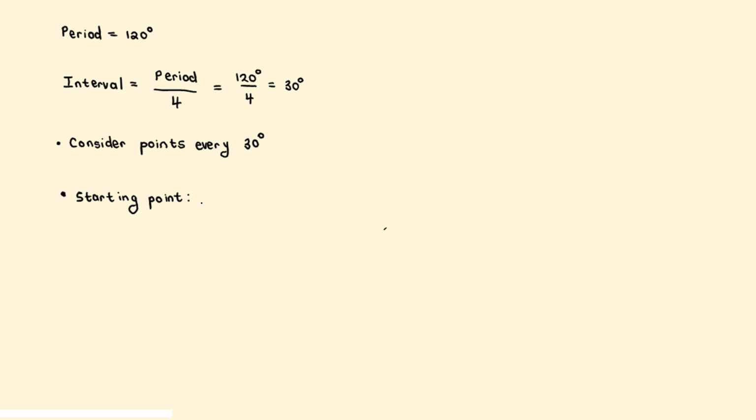So remember, we are working with y equals negative 2 tan of 3/2 x. So if you substitute 0 degrees into this formula, you'll get tan of 0, which is 0. Okay, so our starting point is simply going to be (0 degrees, 0), which is the origin.